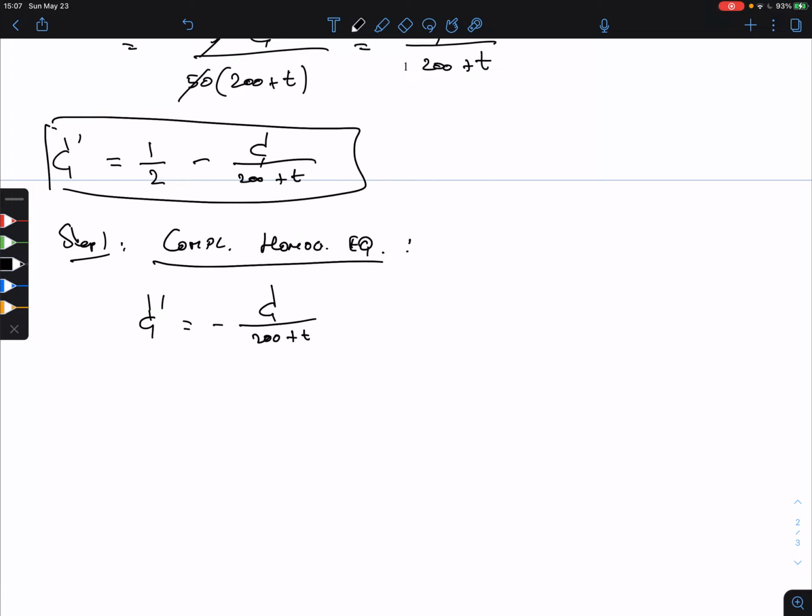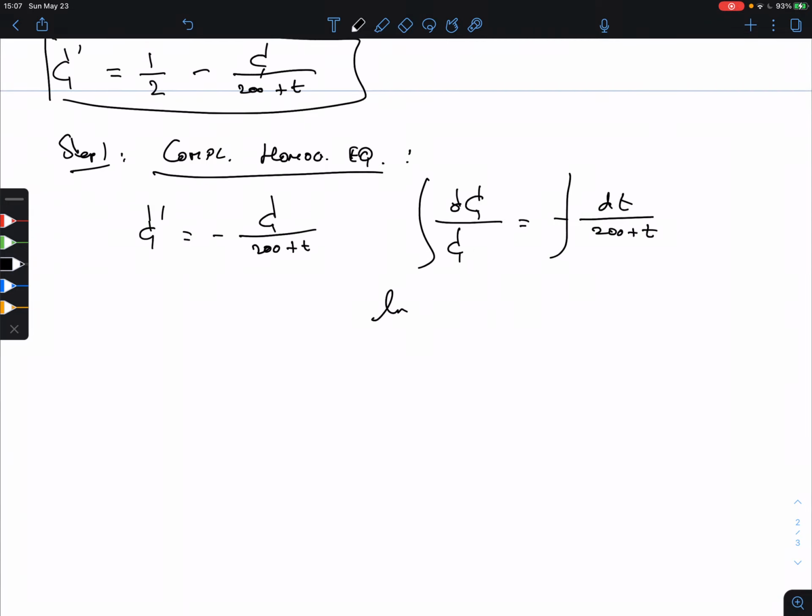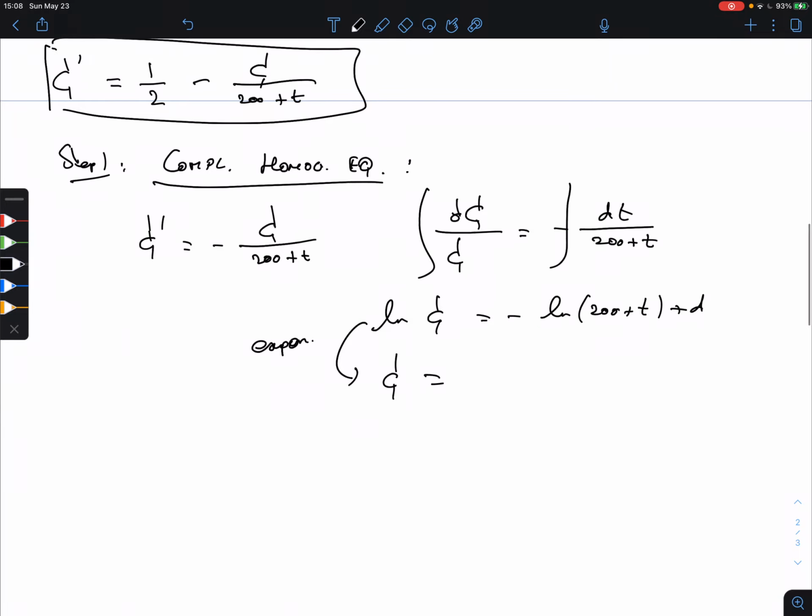We know that we have to separate the variables, so that would be dC over C, I'm going to already do it that way, and then what do we get here is minus dt over 200 plus t. Great. If I antiderive this, these are clearly ln's, so this is the ln of C equals minus the ln of 200 plus t plus a constant. We need the general solution, so we're looking for the general homogeneous solution, right? So we want to get rid of the ln's by exponentiating, so we get a C at this side. Here we get e to the minus ln of 200 plus t, times the plus D here.